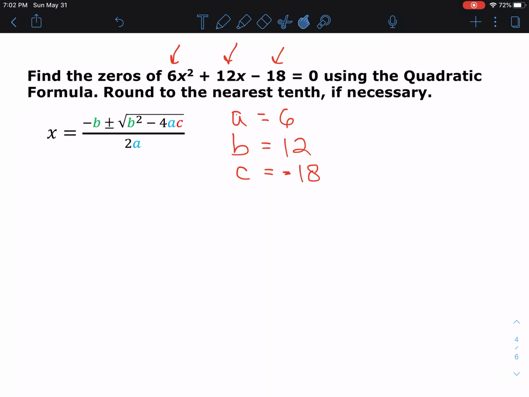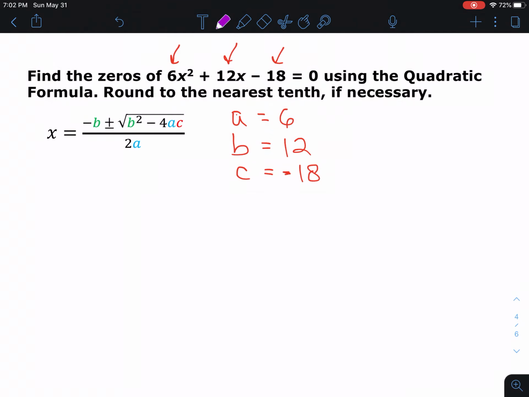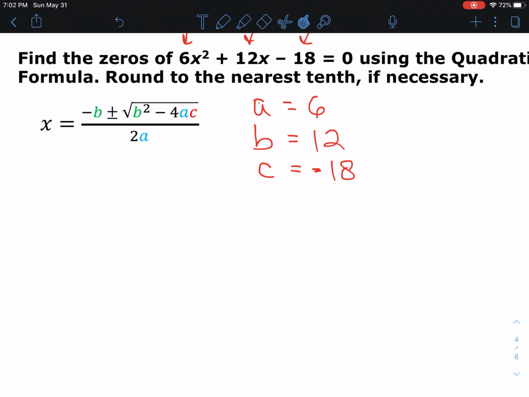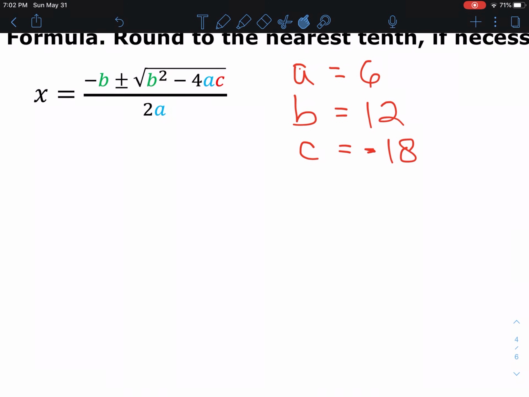So here we go. Let's maybe switch to a different color. Now I'm going to zoom in a little bit here, and we're going to just follow this formula. x is equal to, b is 12. Here you can see it says opposite of b. That's how I usually say it. It's going to be negative 12. If this over here said negative 17, then you would write positive 17 over here.